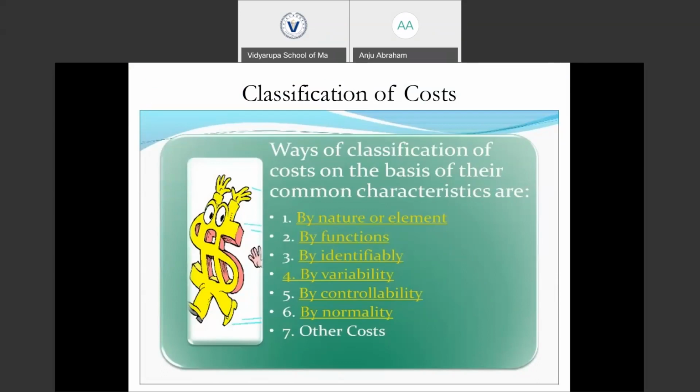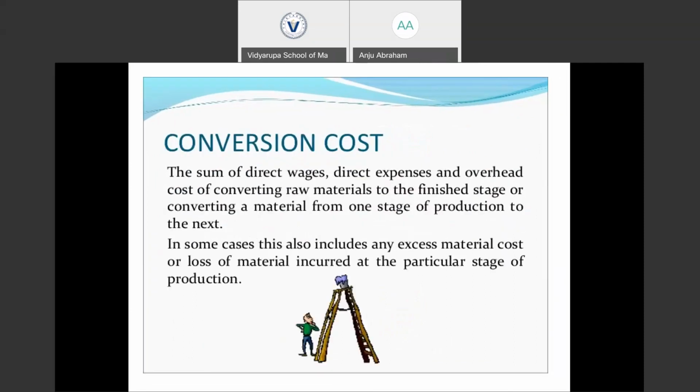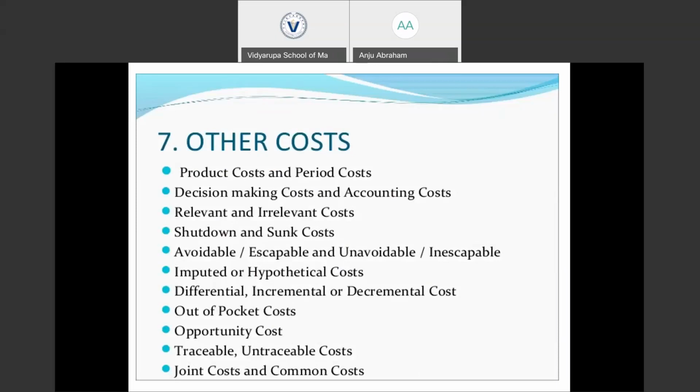On the basis of controllability, controllable cost and uncontrollable cost. On the basis of normality, normal cost and abnormal cost. Other cost classification includes product cost, period cost, discretionary cost, decision-making cost and accounting cost, relevant and irrelevant cost, shutdown and sunk cost, avoidable and unavoidable cost, or escapable or inescapable cost, imputed cost or hypothetical cost, differential, incremental or decremental cost, out-of-pocket cost or explicit cost, opportunity cost, traceable or untraceable cost, joint cost, and common cost. These are the various bases on which costs are classified.